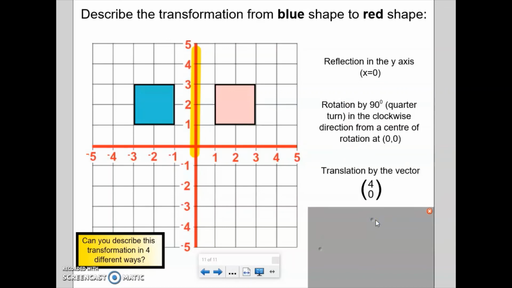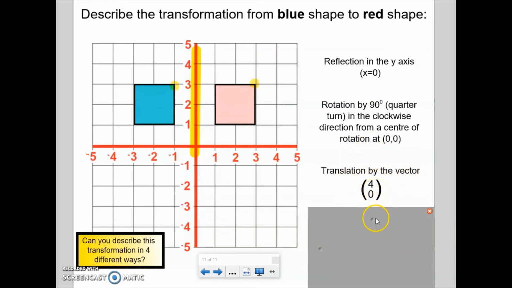We could have also called it a translation by the vector 4, 0. If I pick this point, I'm going to go 1, 2, 3, 4 along and 0 up or down to land there. So we could have also described this transformation as a translation by the vector 4, 0.